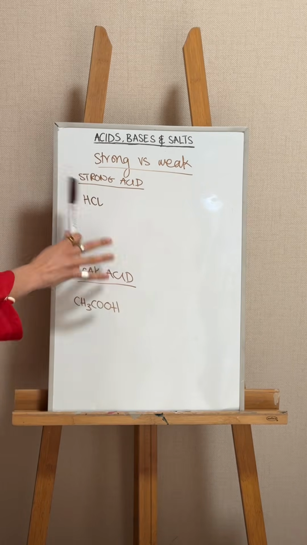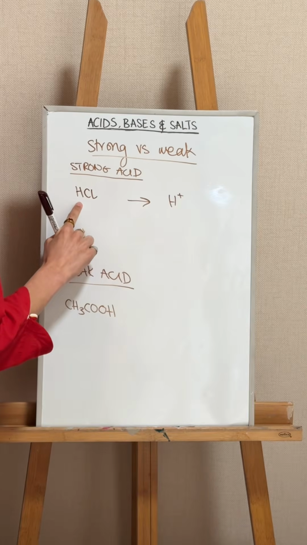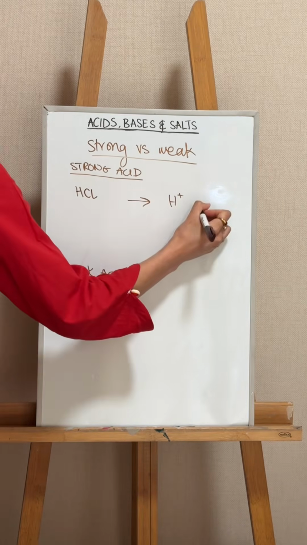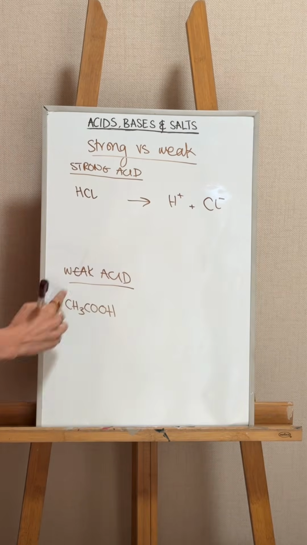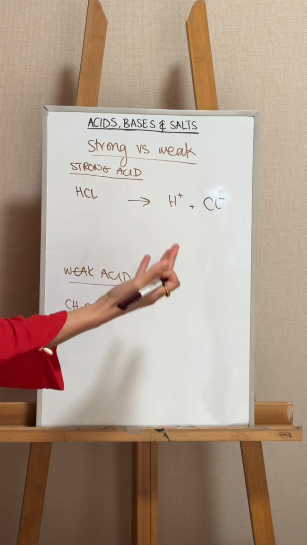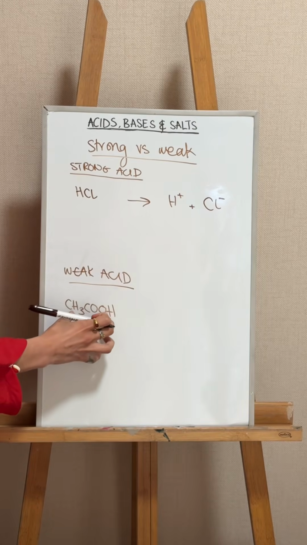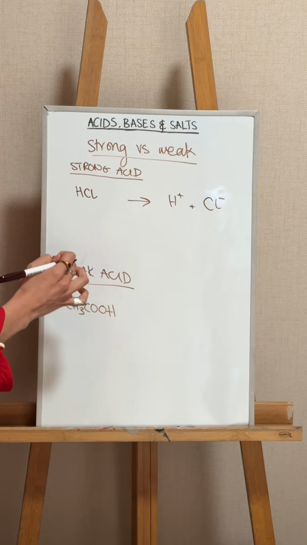Each of these are dissolved in water. They dissociate into their ions. HCl dissociates into a hydrogen ion, or a proton, and a chloride ion. And your ethanoic acid dissociates into the hydrogen ion, that is what is associated with this being classed as an acid. And whatever is remaining as your minus ion, this is known as the ethanoate ion.